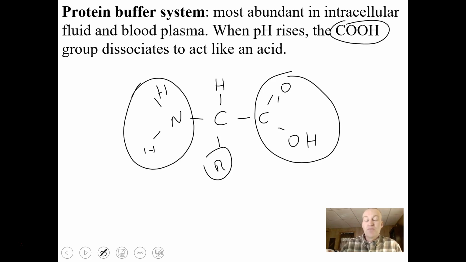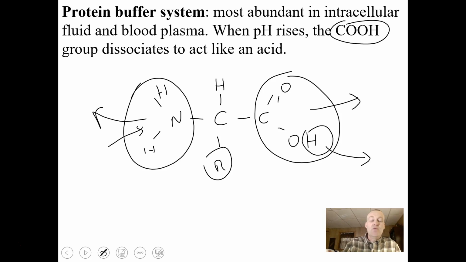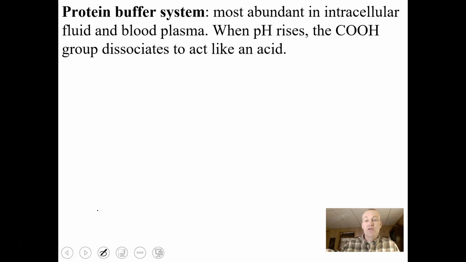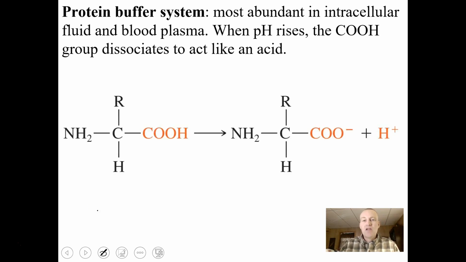Now proteins are made of amino acids, and amino acids combine together to form proteins. On one end of a protein you have an amino group, on the other end you have a carboxyl group. And so you can add hydrogen ions or remove hydrogen ions. So this acts as a nice little way to decrease or raise blood pH pretty quickly. So when pH rises, the carboxyl group dissociates to act like an acid. So a rise in pH means you're becoming more basic.